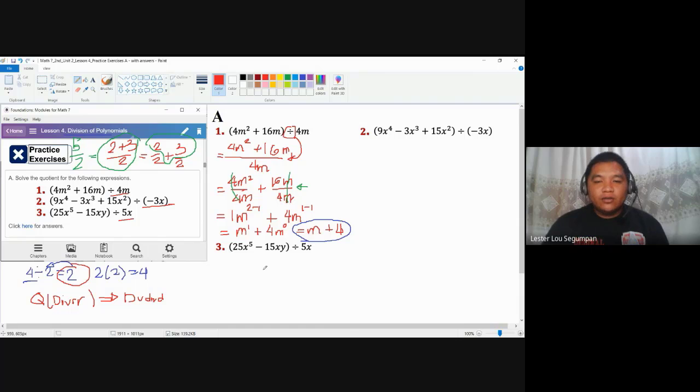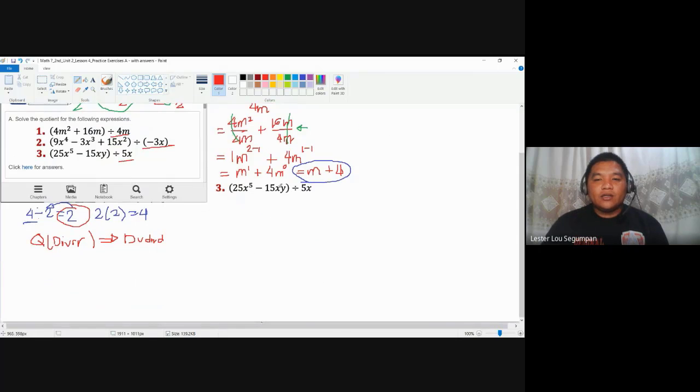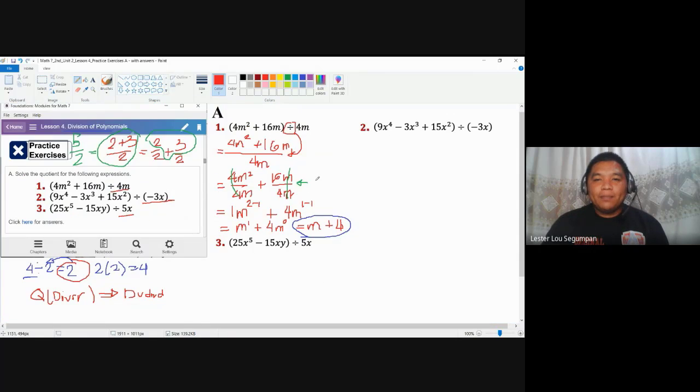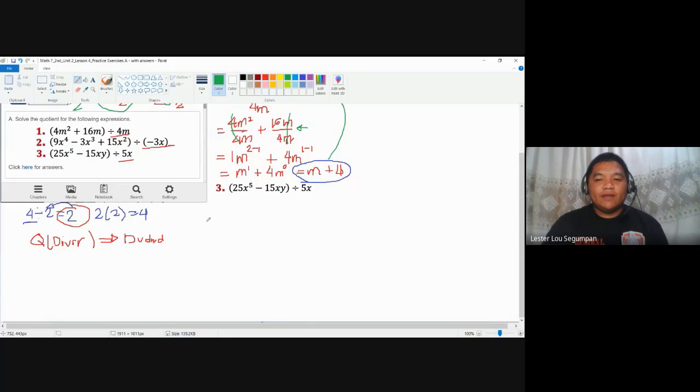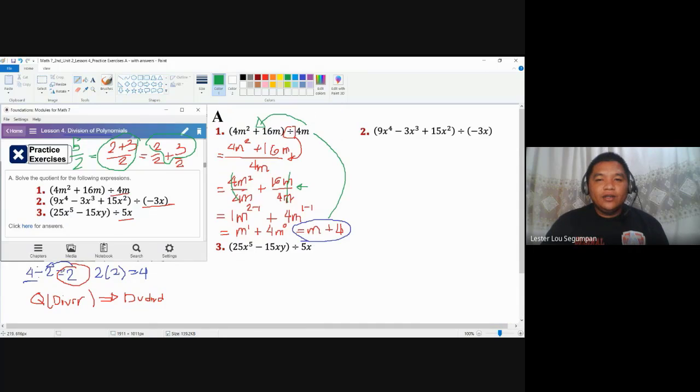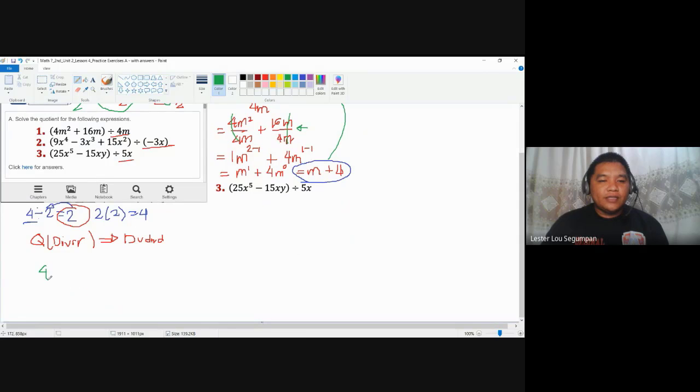So let us try to know if our quotient, when multiplied to our divisor, will return to the dividend. Again, multiply this to the divisor. Will it return to the dividend? Let's find out. You have your divisor, because that's the monomial, you can use 4m times m plus 4 as the quotient. You can interchange the two because this is multiplication and multiplication is commutative.